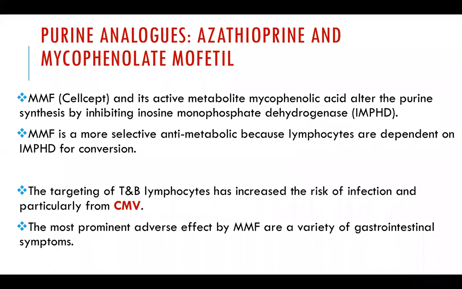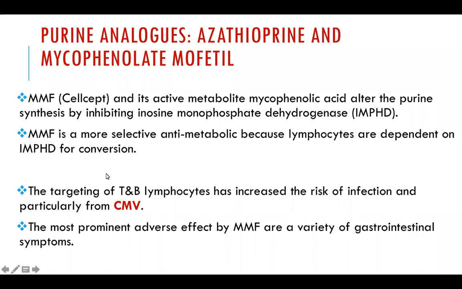Purine analogs, azathioprine and mycophenolate mofetil or CellCept. CellCept and its active metabolite, mycophenolic acid, alter the purine synthesis by inhibiting inosine monophosphate dehydrogenase.